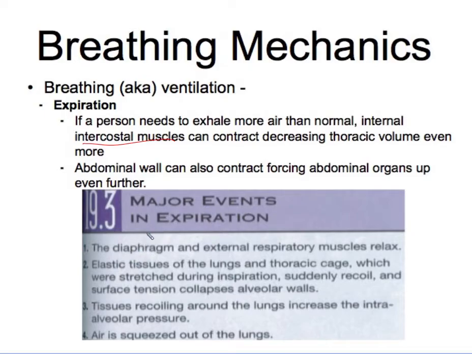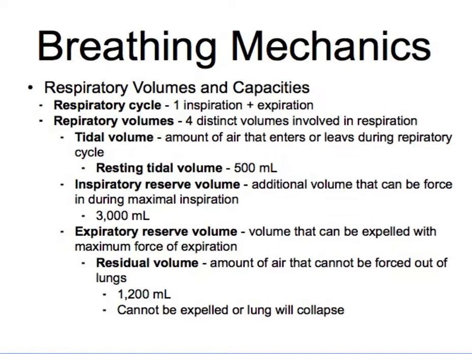But the basics behind expiration, your diaphragm and external respiratory muscles relax. So things relax actually for you to breathe out. Your elastic tissues of the lungs and thoracic cage recoil and decrease that space. Tissues around the lungs increase your pressure. Air is forced out because it's greater than the pressure on the outside. So again, I'm not going to ask you to list these 4 steps in order, but just so you have a kind of a step-by-step, here's how you breathe out, here's why you breathe out.